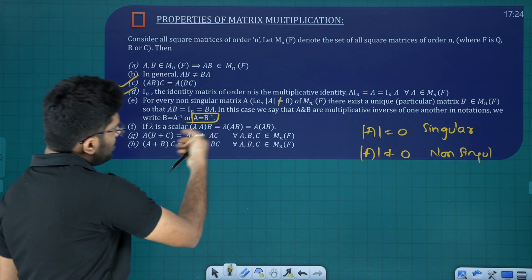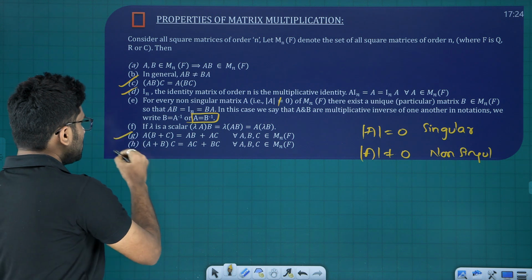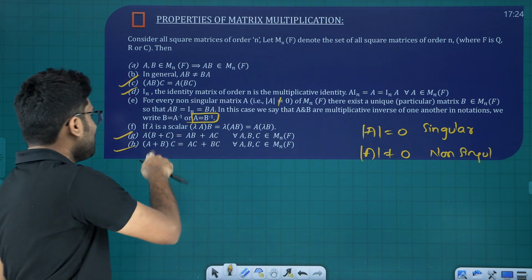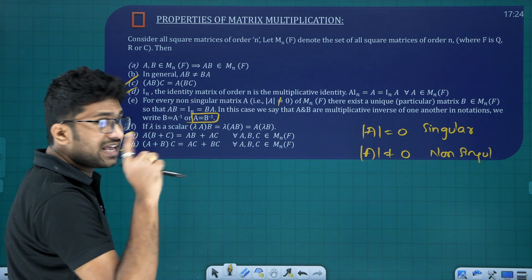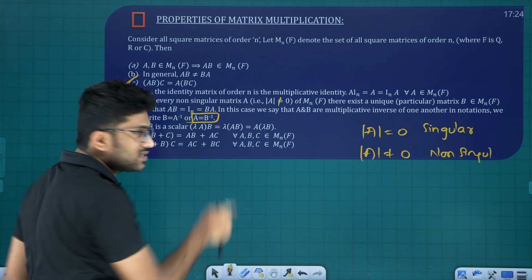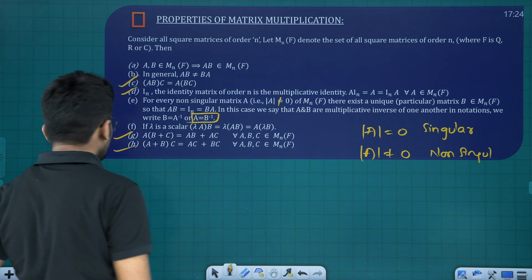Lambda is any scalar. This is scalar multiplication, and these two are distributive: A of B plus C is AB plus AC. A plus B of C is AC plus BC, in the same order, friends. A into C, AC, B into C, BC. Same order we have to write.